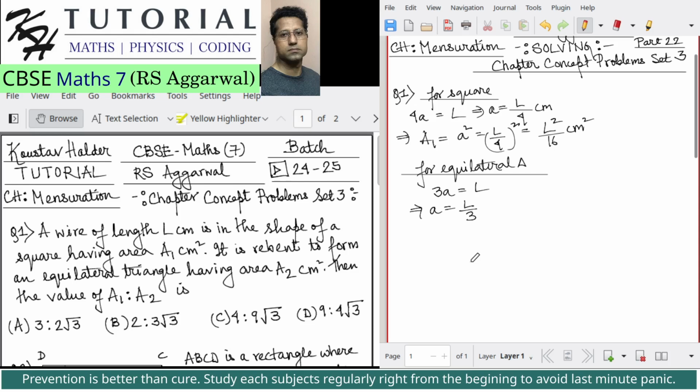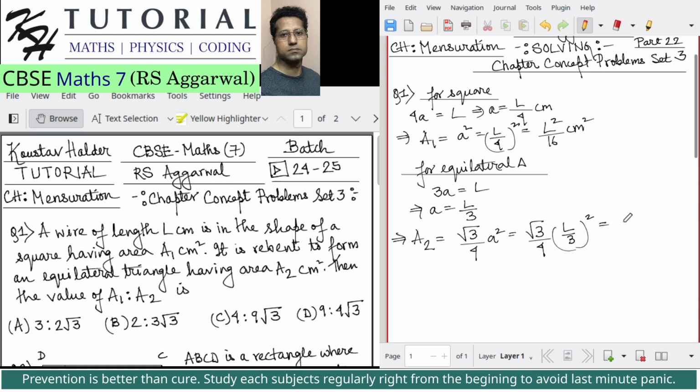Now what will be the area of the equilateral triangle whose side length is a? We know the formula is, since A2 is given to be the area of the equilateral triangle, A2 will be equal to square root of 3 divided by 4 and a square. We know that a for the equilateral triangle is L by 3. So we have L by 3 square.